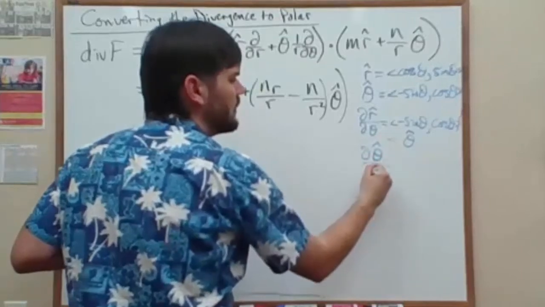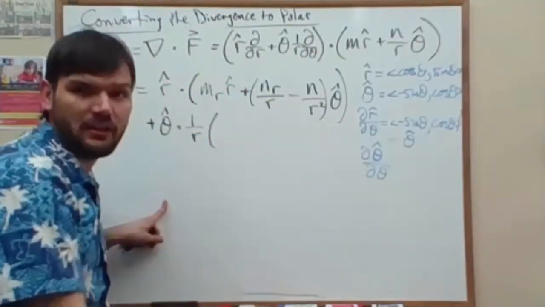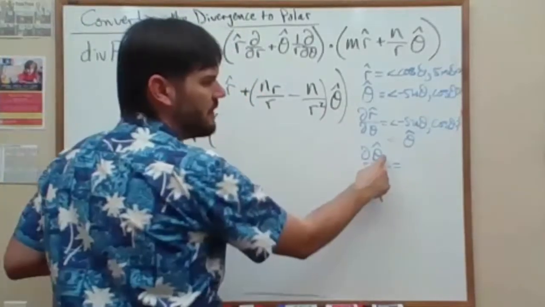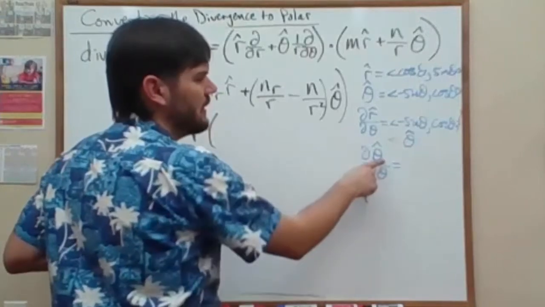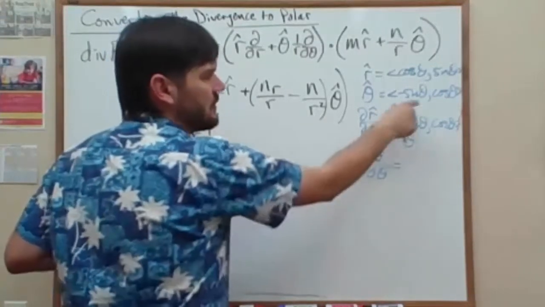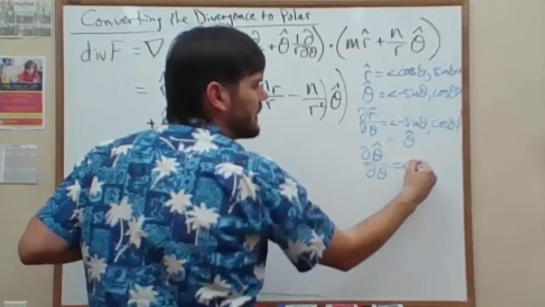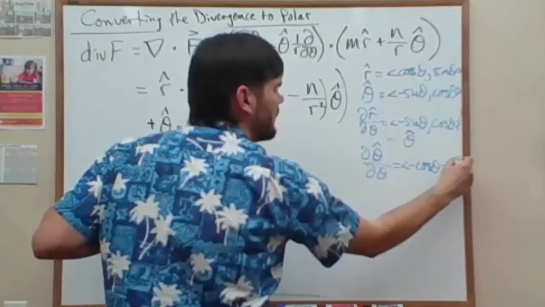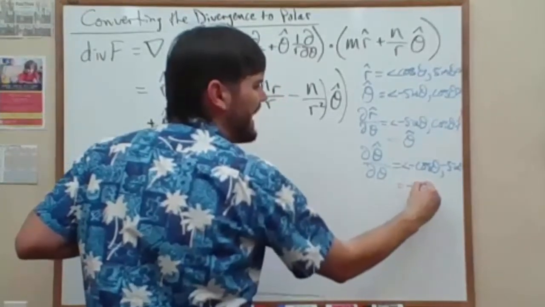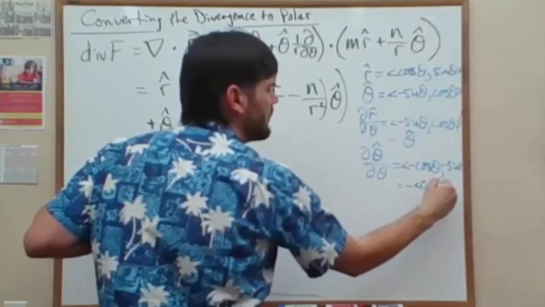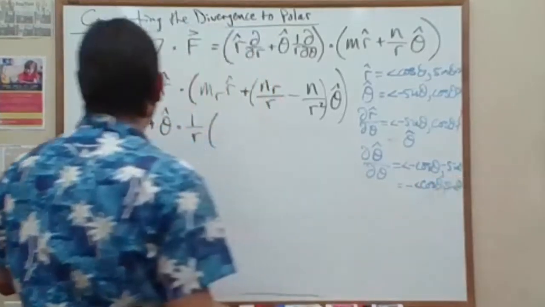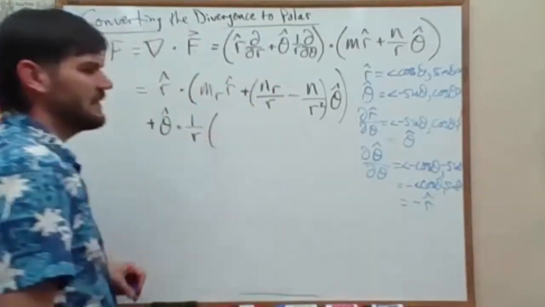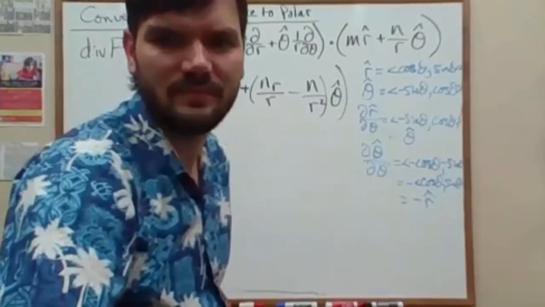But what about the derivative of the angular direction as we change the angle? Notice this is the vector and this is a scalar, so it's not 1 necessarily. So we look at this function, take the derivative: a negative sine goes to negative cosine, cosine goes to negative sine, and we can factor a negative out to get a negative r hat as my derivative.